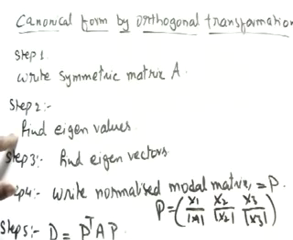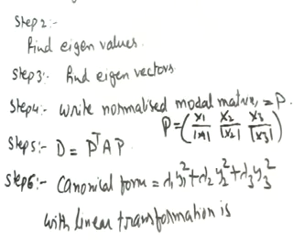Just remember the method. The second step is to find the eigenvalues. The third step is to find the eigenvectors. And step 4 is to write the normalized modal matrix. We already did this in the previous classes. The normalized modal matrix is x1 by mod x1, x2 by mod x2, x3 by mod x3. Now the diagonal matrix is given by D equals P transpose A P.